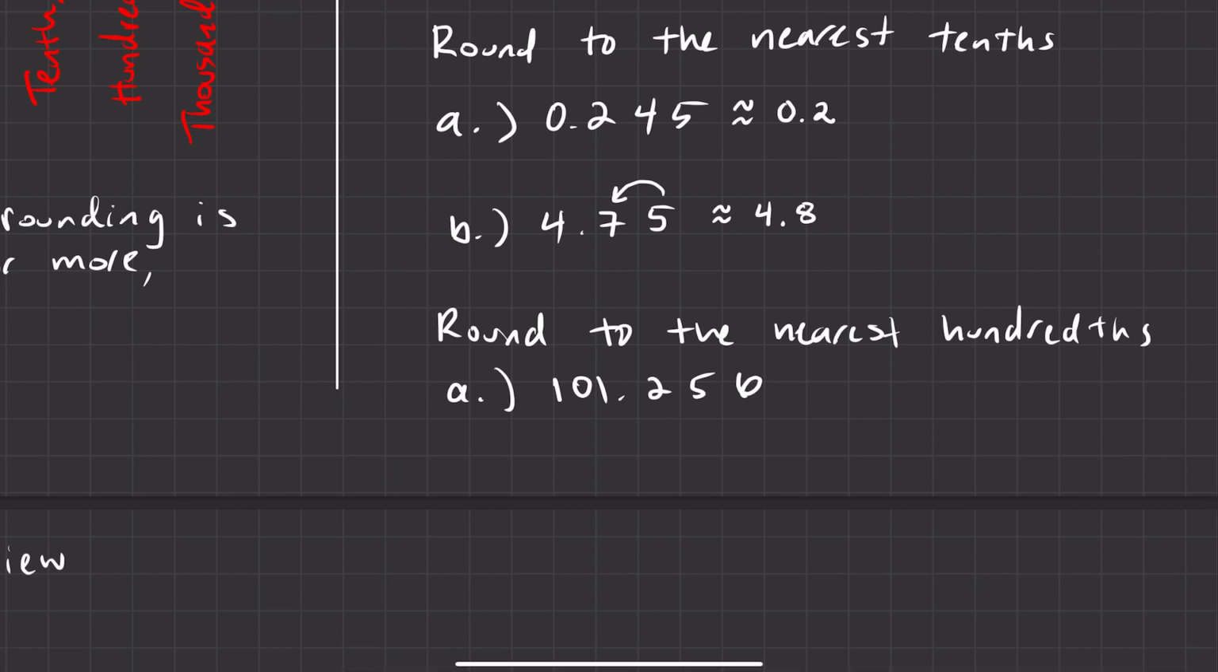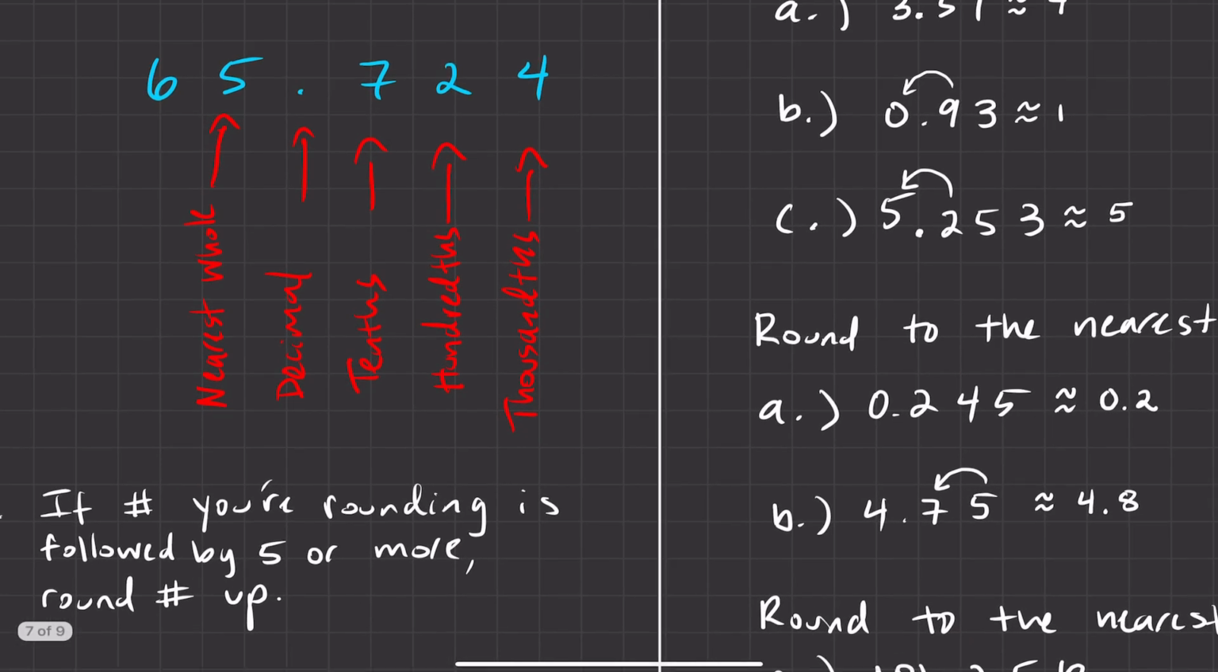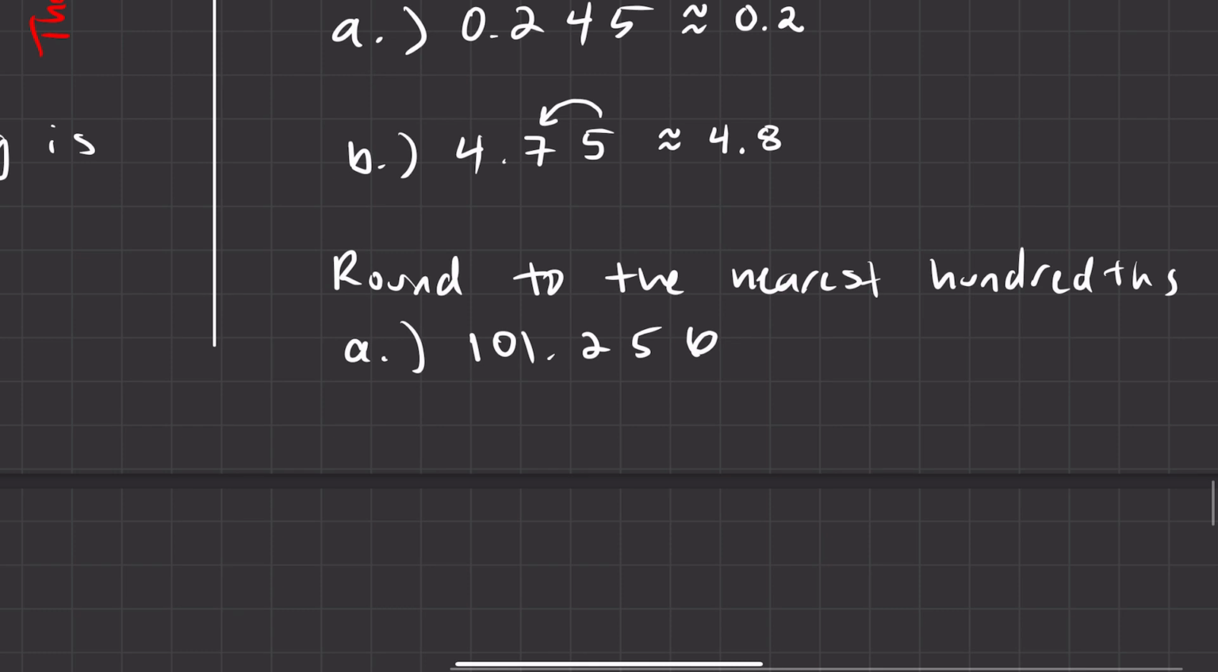Last problem, round to the nearest hundredths. I have 101.256. So the hundredths place is 2 places after the decimal to the right. So this is the tenths place, and then this is the hundredths place. Here, this is my decimal. I'm going to round to the nearest hundredths.